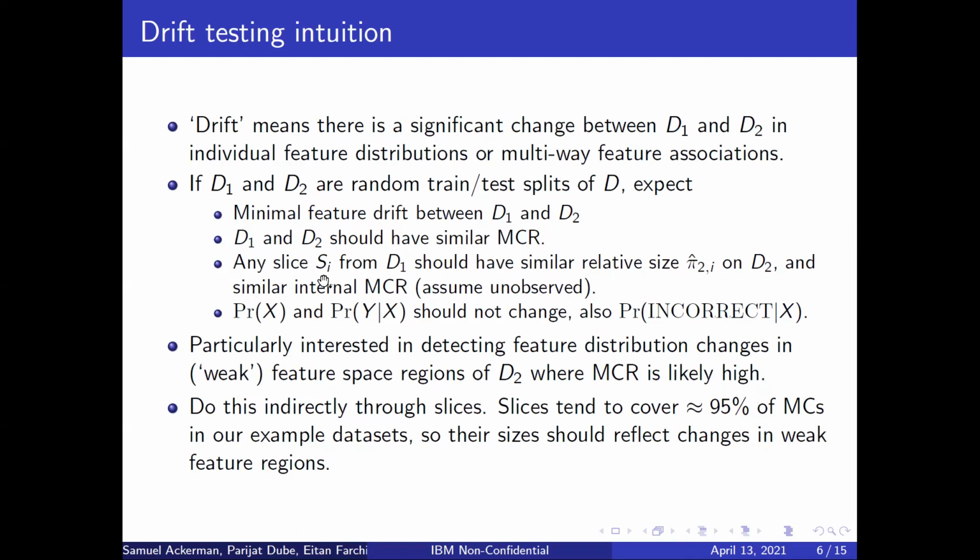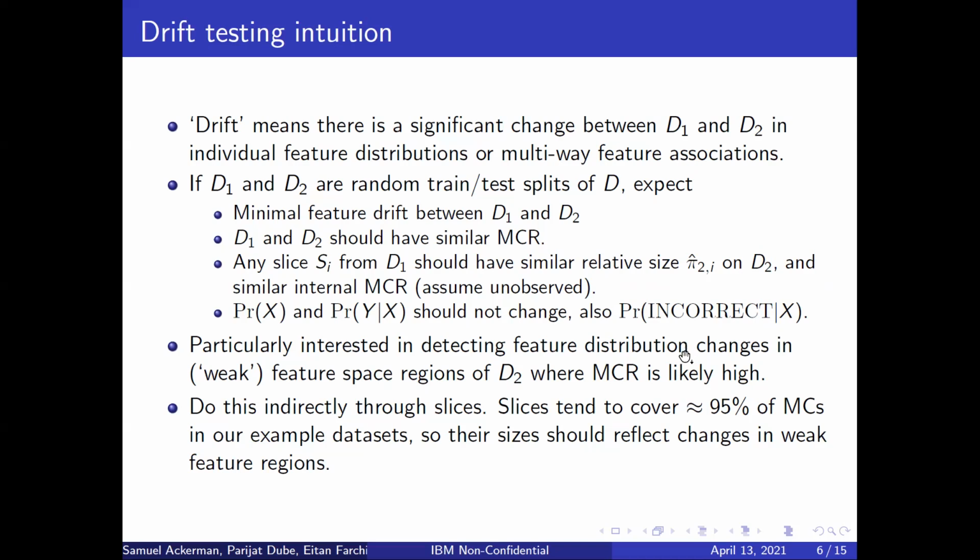And if you consider any slice S_i from the first data set D1, its relative size in the second data set should be pretty similar, and it should also have a similar internal MCR, which we assume is unobserved. So we're assuming that the feature distribution X and the label conditional on the feature distribution do not change, or are pretty similar, and therefore also the probability of making a mistake given the features should be relatively stable.